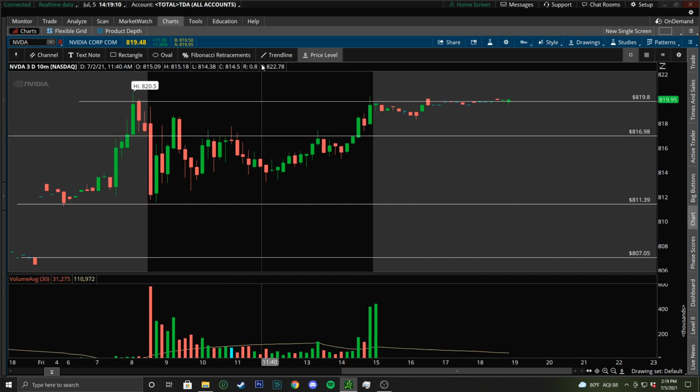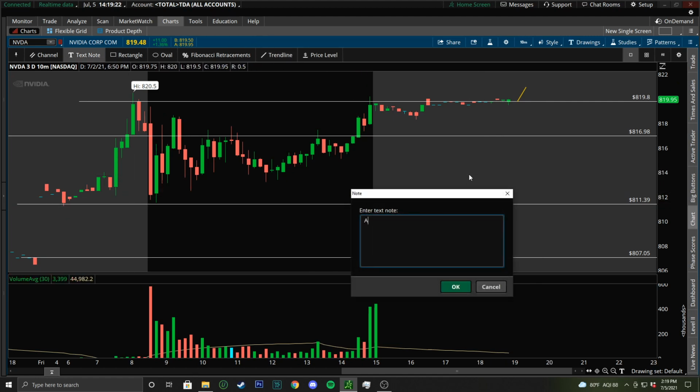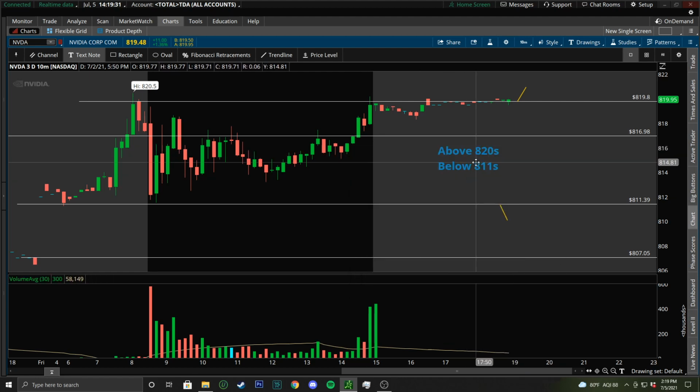What can we do now? Let's make our levels a little prettier, which I don't really need to on this one, and we'll adjust our plan. So now we know above 820s is going to be looking really good, and below 811s is going to be looking really good. So let's set our day trade plan. So now we have our day trade plan.